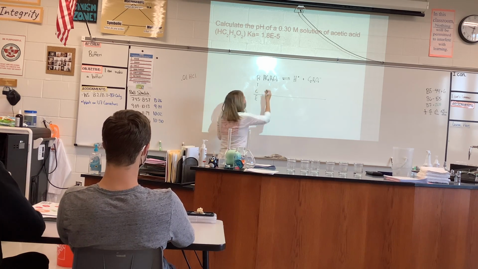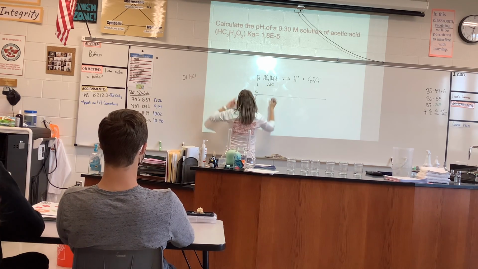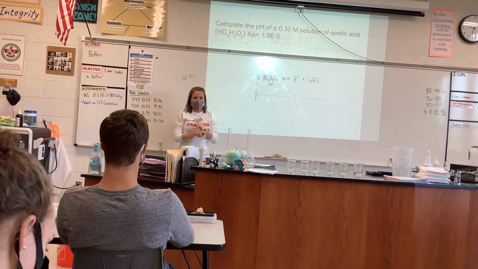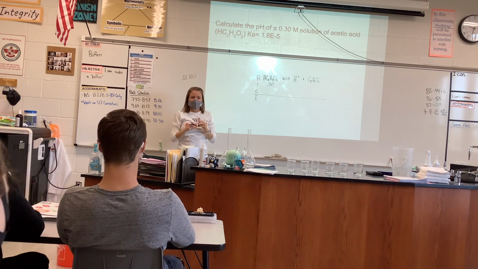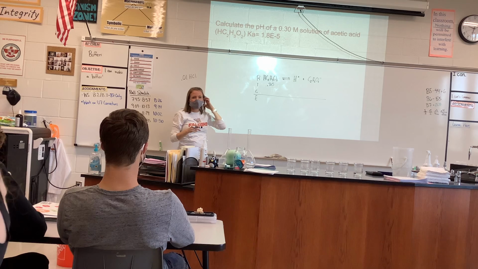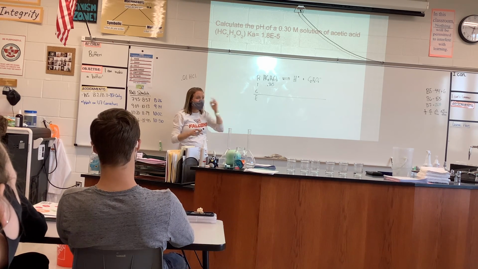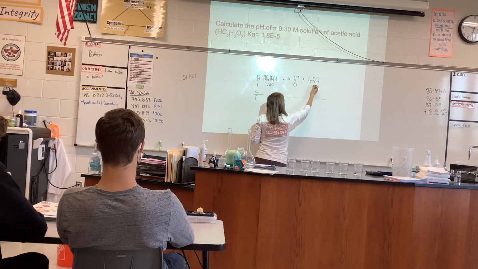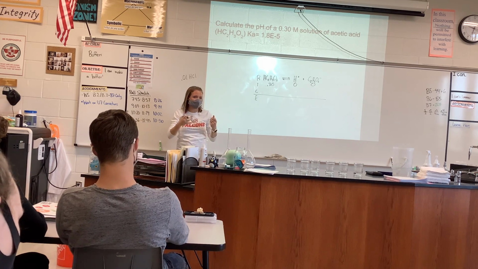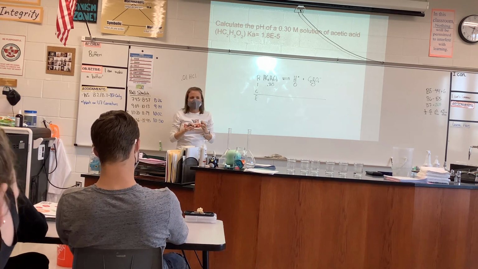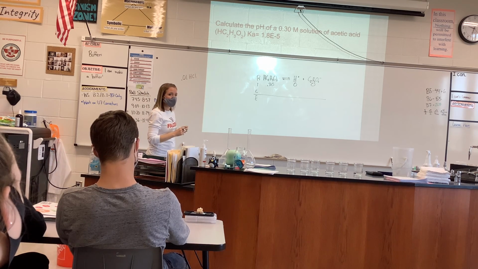So initially I know that there's 0.30 of my acid. What else do I know? Do I know anything else? In the beginning, there's always 0 of those other things unless it's told to you, right? What else do I know?